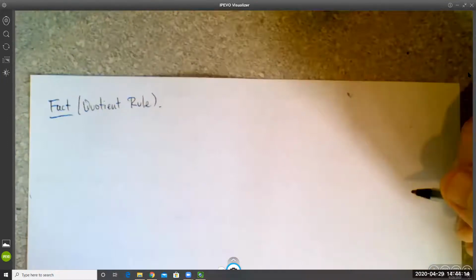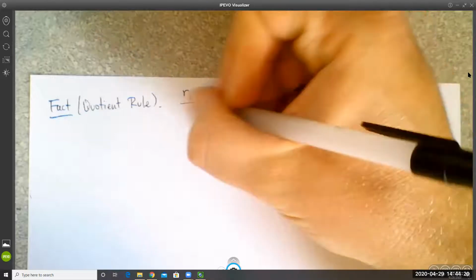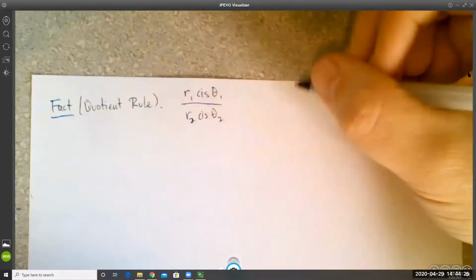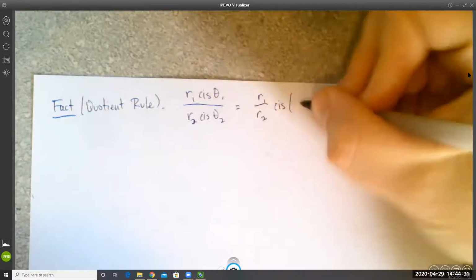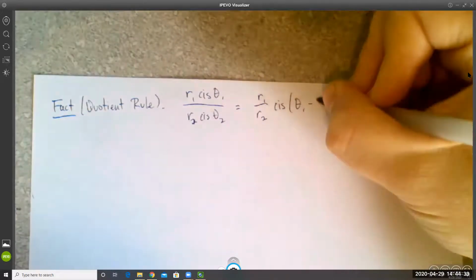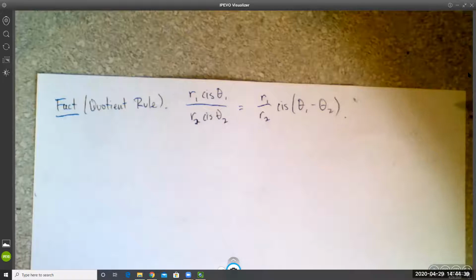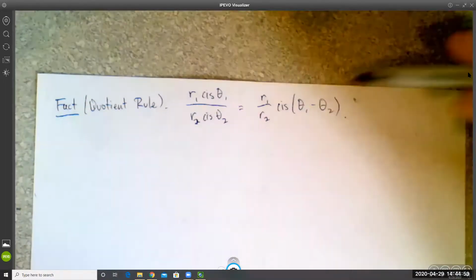Okay, so the quotient rule says if you want to divide a couple of complex numbers in polar form, then all you have to do is divide their moduli and then subtract their arguments. So again, it's going to be very, very easy to do this. And if you think back to how we divide complex numbers in rectangular form, that's a little more involved, right? That requires us to multiply by the conjugate of the denominator and then simplify a bunch of stuff. But this is going to be really pretty easy.